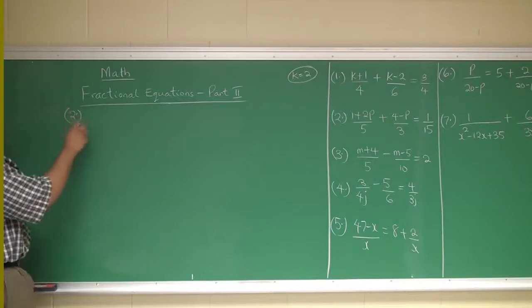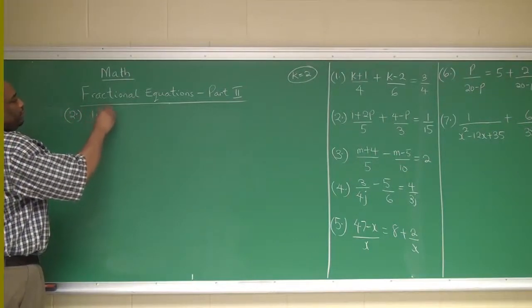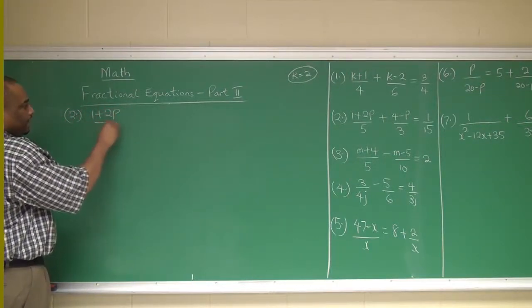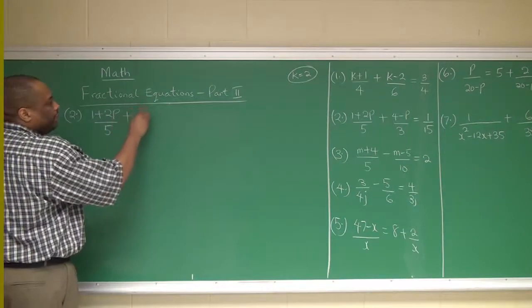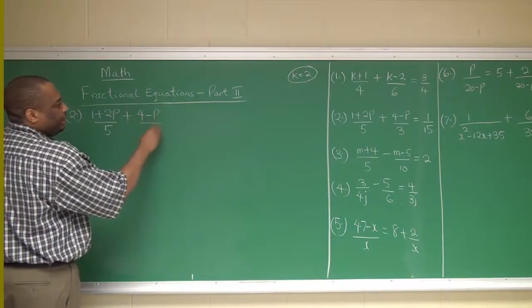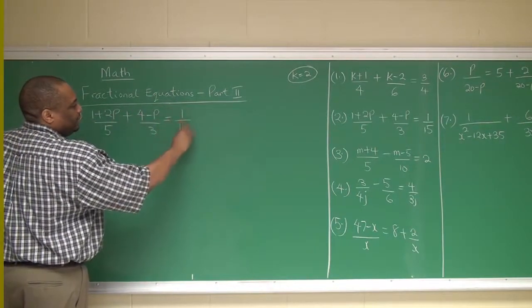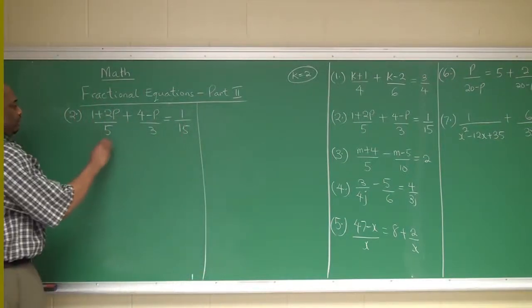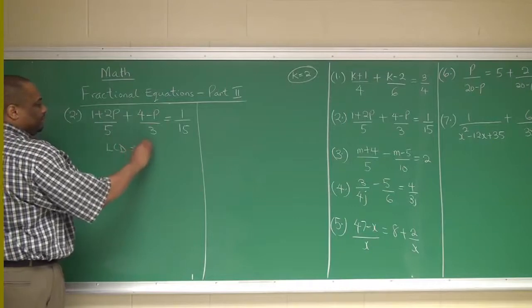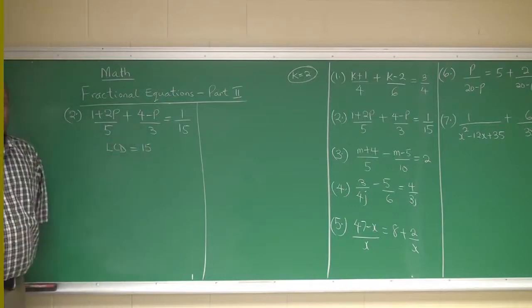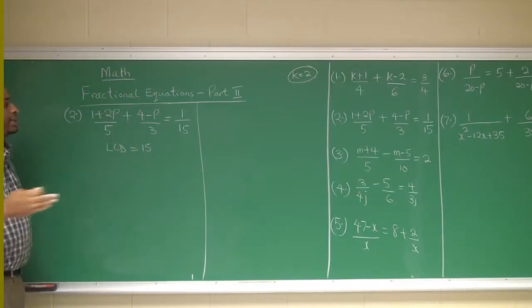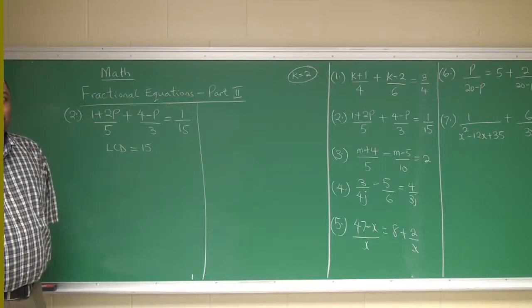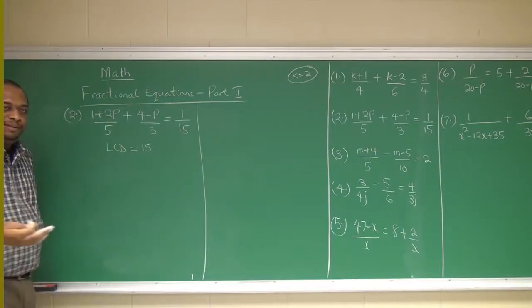For question 2, we have 1 plus 2p over 5 plus 4 minus p over 3 equal to 1 over 15. So the LCD we have here is 15. LCD of 5, 3, and 15 is 15. We now use 15 to multiply all terms. Multiply all terms by 15.